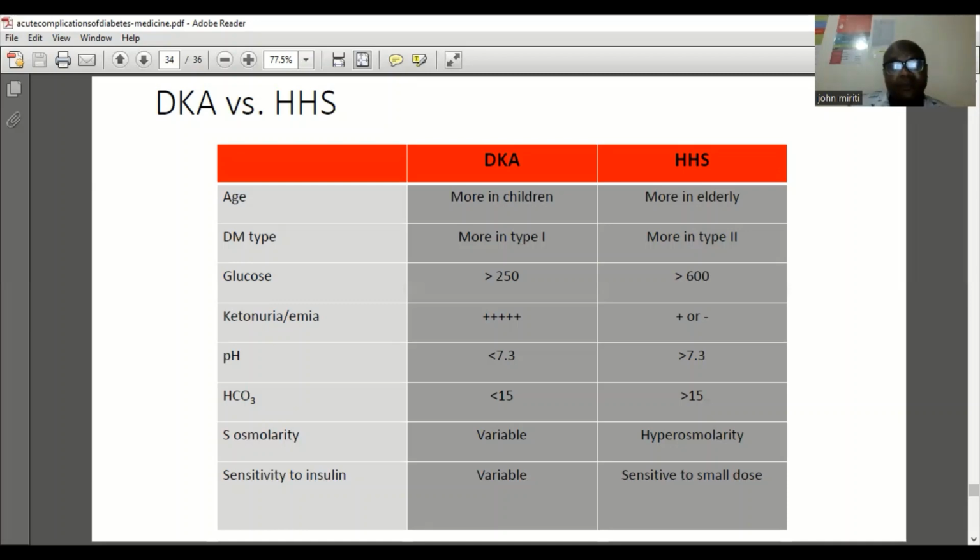Serum osmolarity is variable in DKA, whereas in hyperosmolar syndrome there is hyperosmolarity. Sensitivity to insulin is variable in DKA, whereas patients who have hyperosmolar syndrome are very sensitive to a very small amount of insulin.